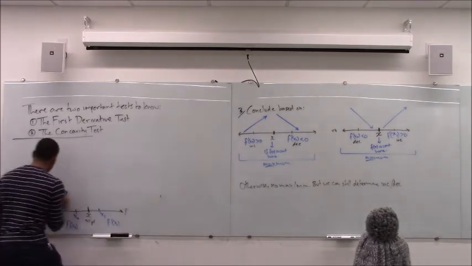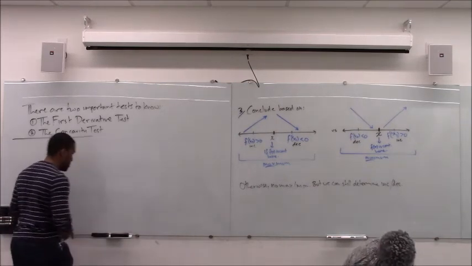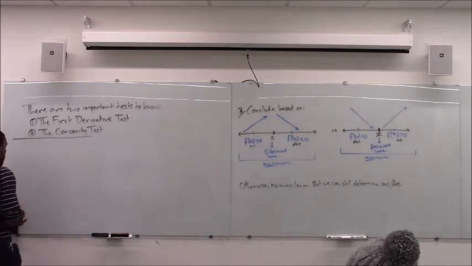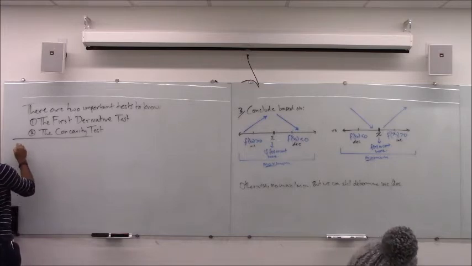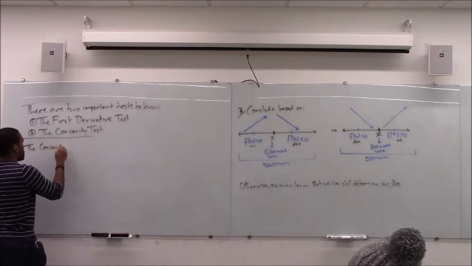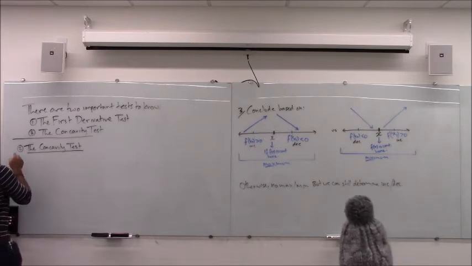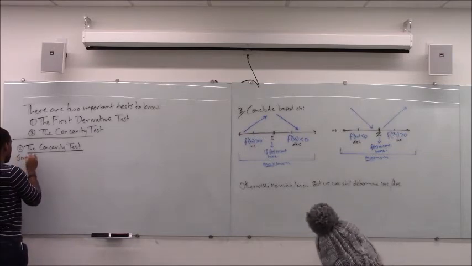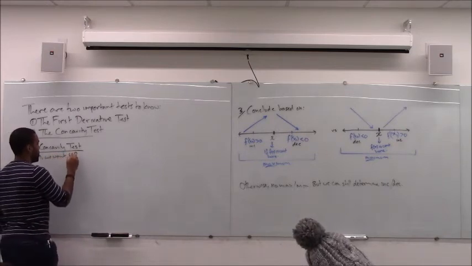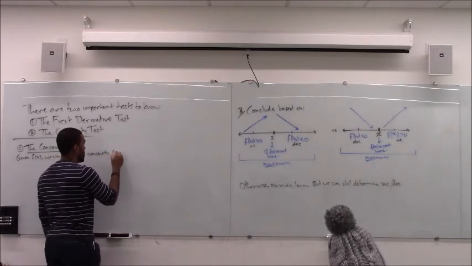Let's talk about the concavity test. It's actually going to be very, very similar, except instead of the first derivative, you're going to use the second derivative, and the interpretations, therefore, will change. So, the second thing you want to know, the concavity test. Why would we need this? Given f of x, we want to find concavity, right? Either up or down.